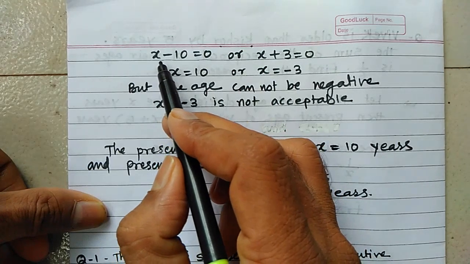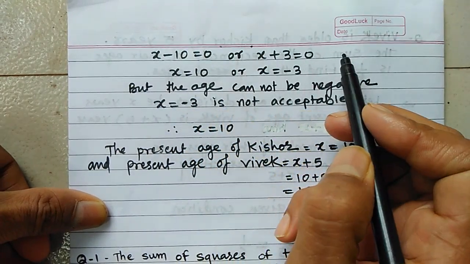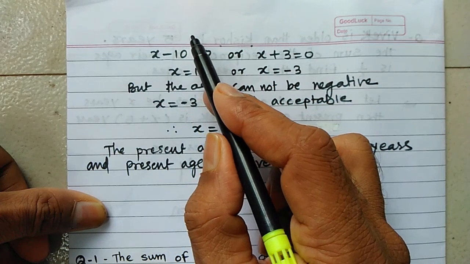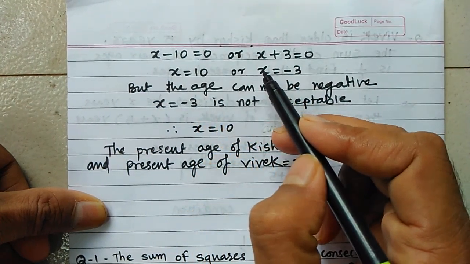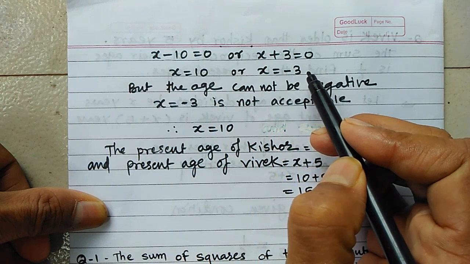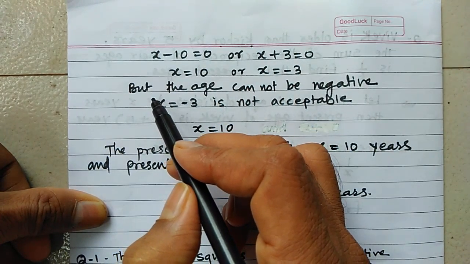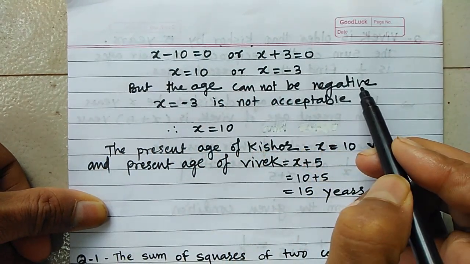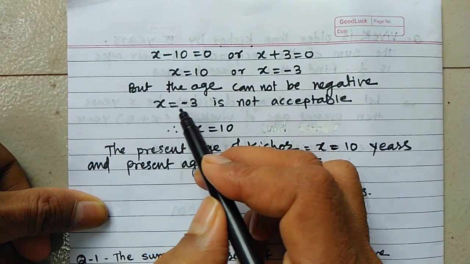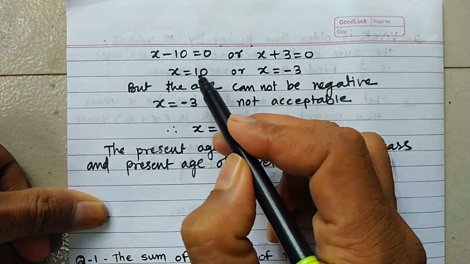Then write down two separate equations: x minus 10 is equal to 0 or x plus 3 is equal to 0. Now transpose the constants to the right side. X is equal to plus 10 or x is equal to minus 3. But we can't measure the age in the negative format. That's why I write down, the age cannot be negative. X is equal to minus 3 is not acceptable. Then what is acceptable? X is equal to 10.